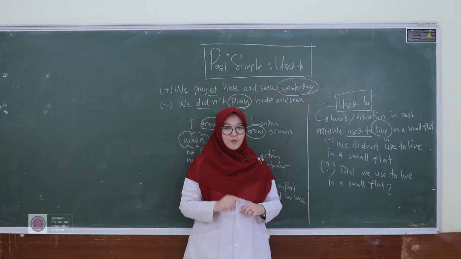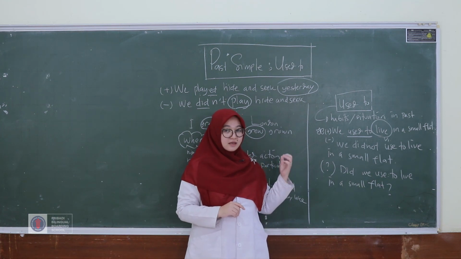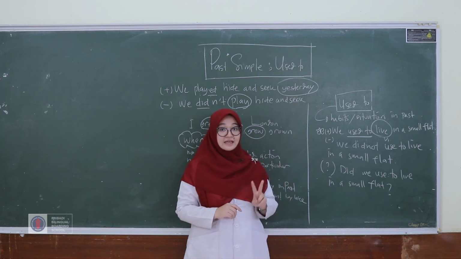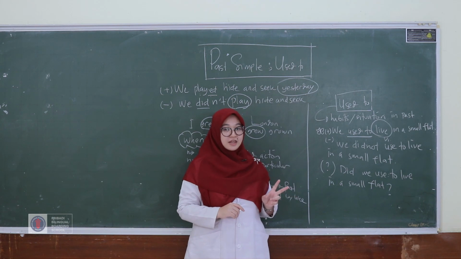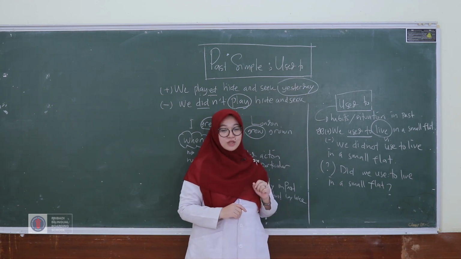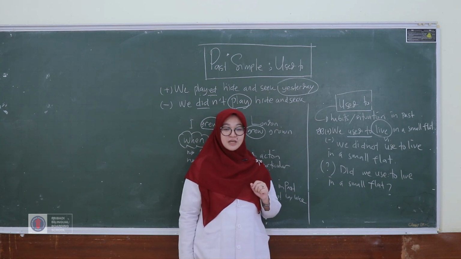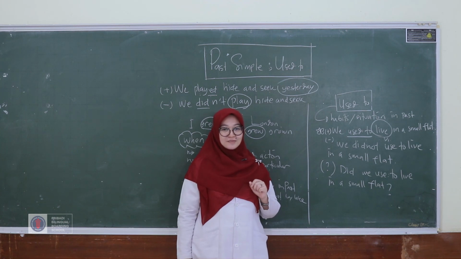One thing you have to remember is that the past simple form of the verb uses the second form. After that, when we want to make the negative sentence, we use the auxiliary "did," and then you have to change the verb into verb 1 or its basic form.